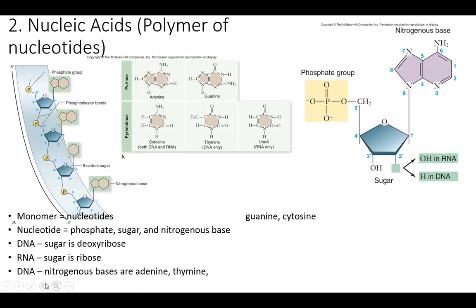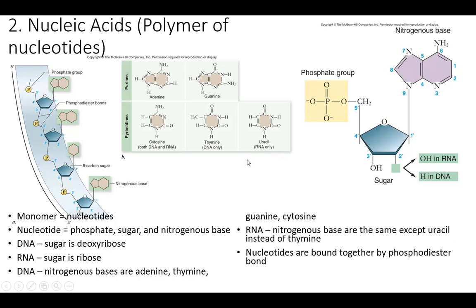DNA has nitrogenous bases that are called adenine, thymine, guanine, and cytosine, and RNA has the same, except instead of thymine it has uracil. And so that's what these 5 bases are, and these form bonds between each other.